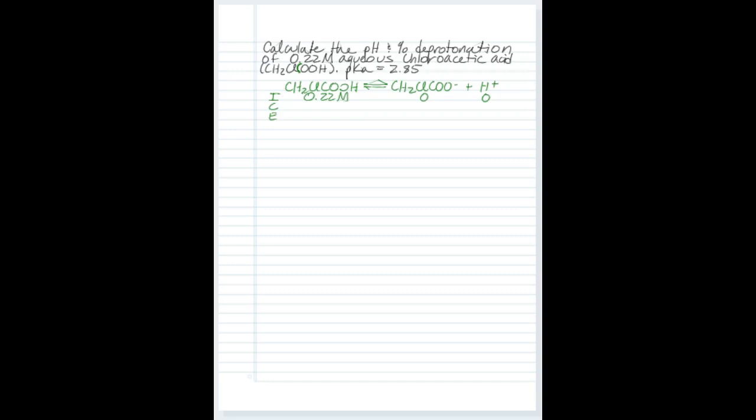Okay, and then we can imagine this changing by some amount. The reactant is going to decrease as it falls apart, and it's going to add concentrations of the conjugate base and H plus. And so then we can write the equilibrium concentrations as this.